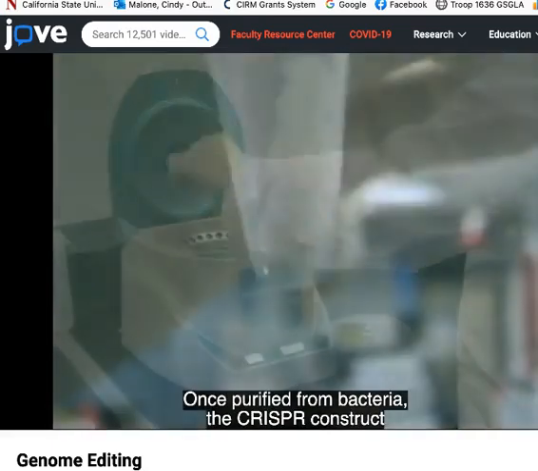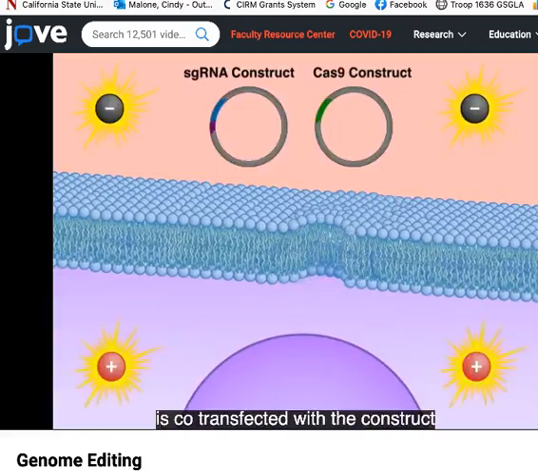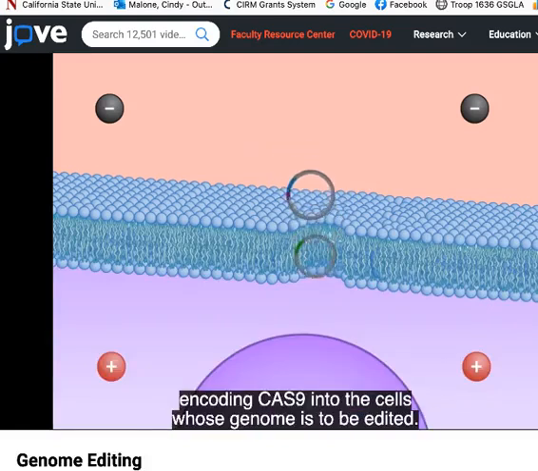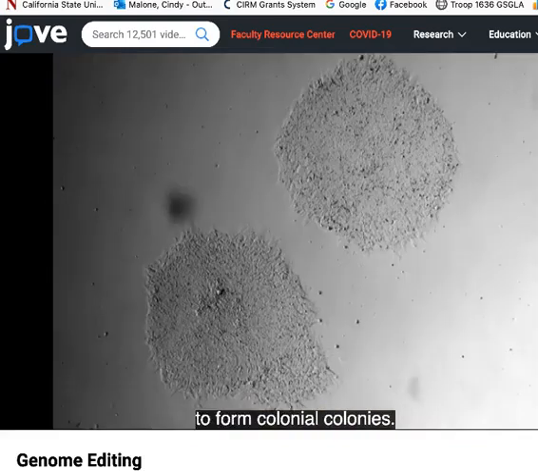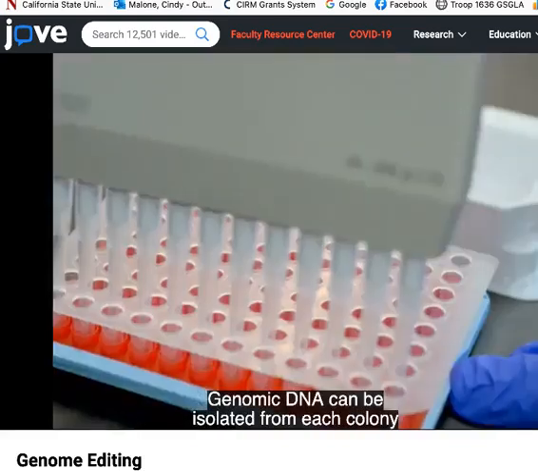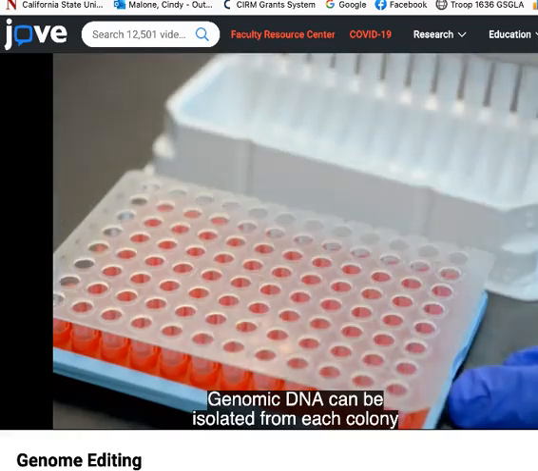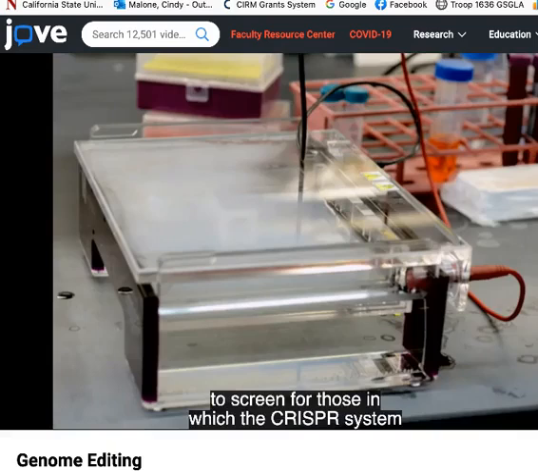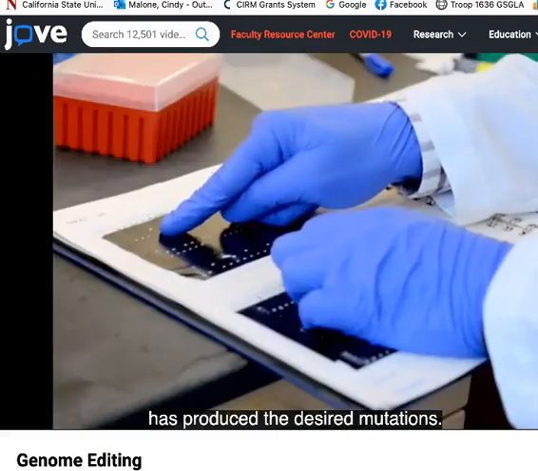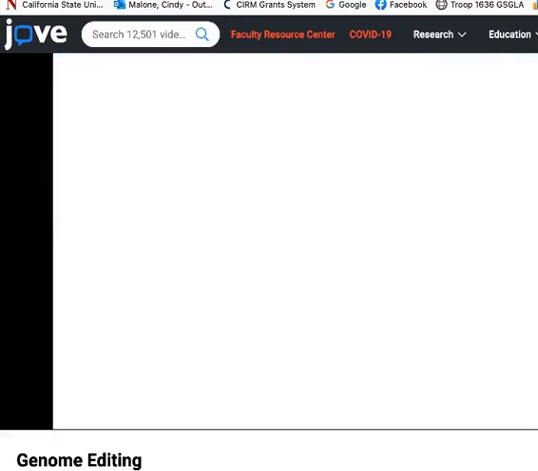Once purified from bacteria, the CRISPR construct is co-transfected with a construct encoding Cas9 into the cells whose genome is to be edited. These transfected cells are cultured to form clonal colonies. Genomic DNA can be isolated from each colony and analyzed by PCR or sequencing to screen for those in which the CRISPR system has produced the desired mutations.